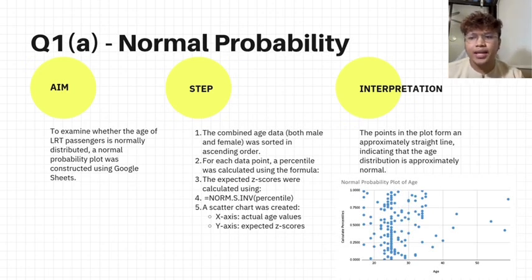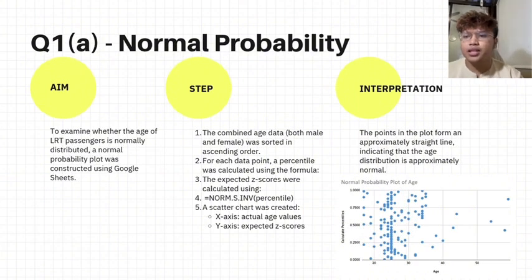First step is we combine the age data of both male and female passengers. Then we sorted it in ascending order. Then we calculated the percentile rank for each age value. So based on each percentile, we computed the expected z-score using the formula which is equal NORM.S.INV(percentile). Then finally, we created a scatter chart where the x-axis shows the actual age value and the y-axis shows the expected z-score from normal distribution.